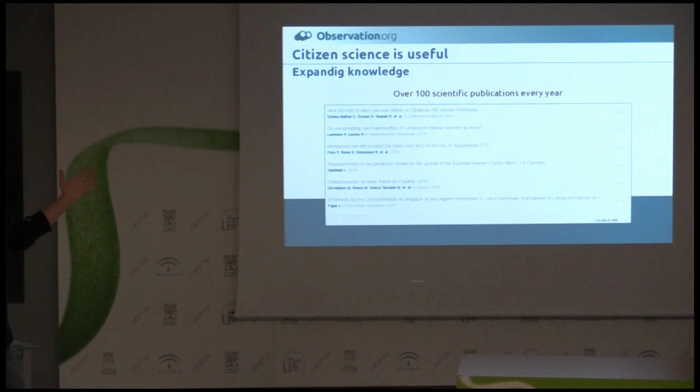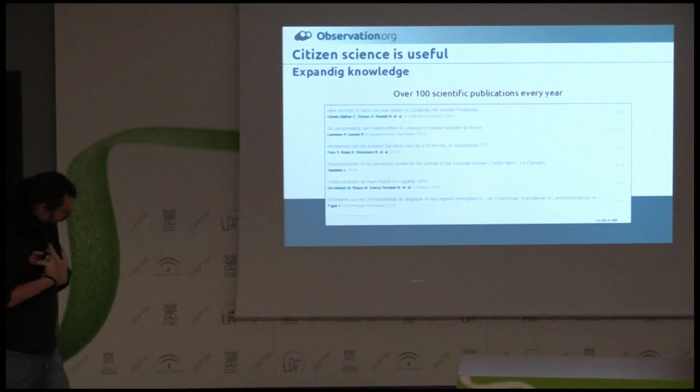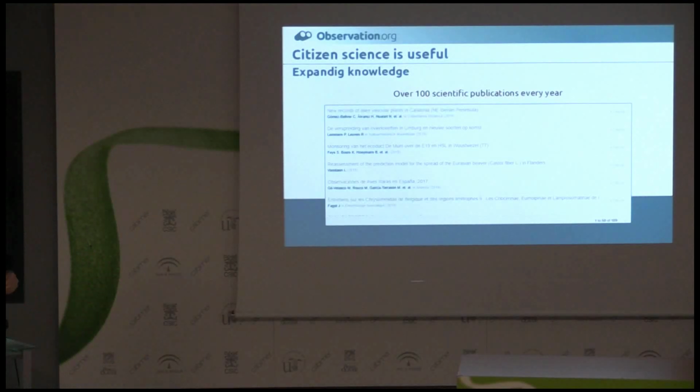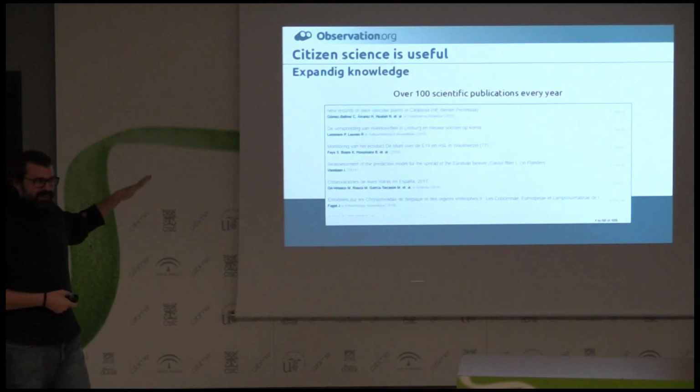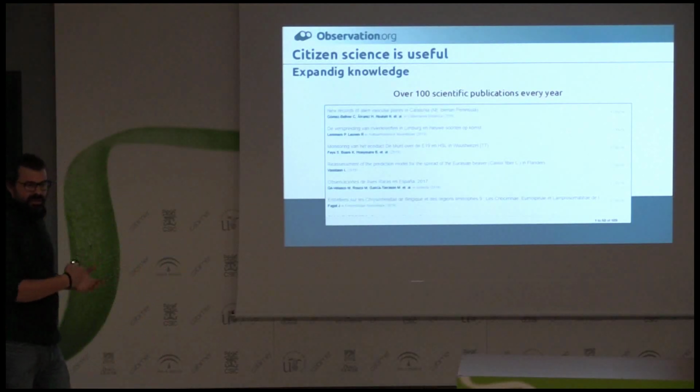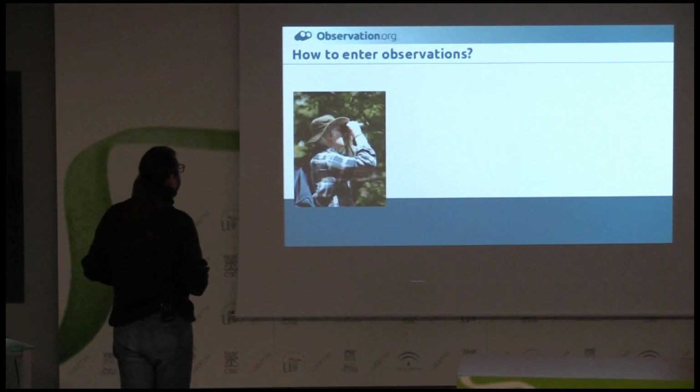So when you have all this information and some scientists really interested in getting something from it, you have papers. Some people out there are producing over 100 scientific publications every year using information coming from observation.org. There are a lot of other platforms and a lot more papers going out there. This is just an example of what people have done with our information, but citizen science is really useful. So how to use it?